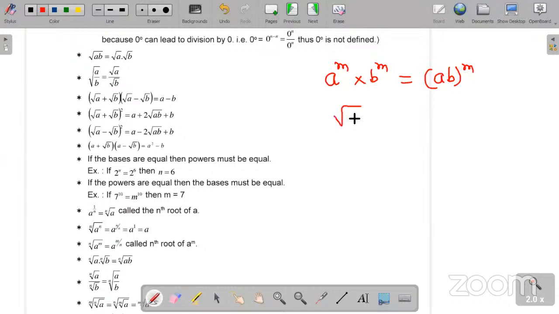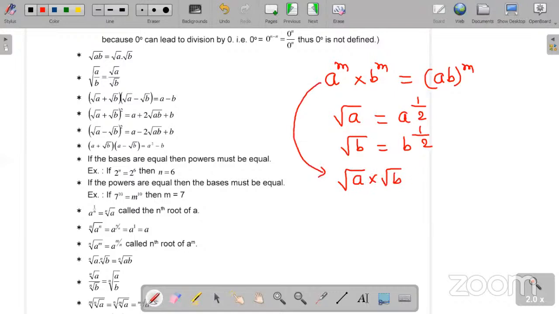Suppose root a means a to the power of 1 by 2. Root b means b to the power of 1 by 2. Suppose root a into root b is there. So the same formula we can apply. This is whole root of a into b, ab, we can write.